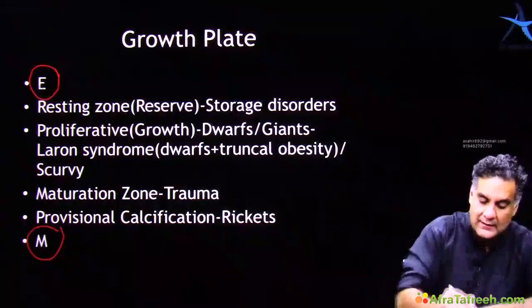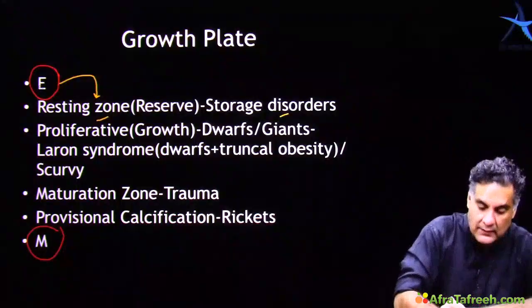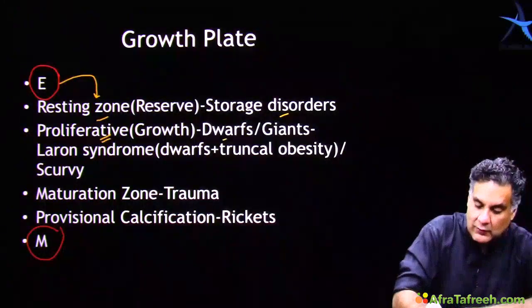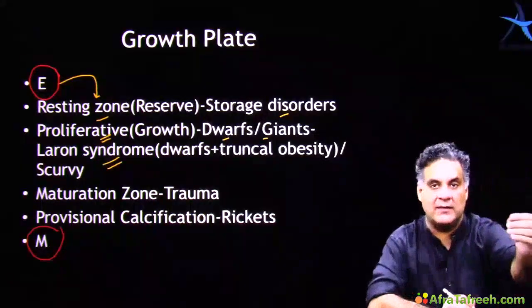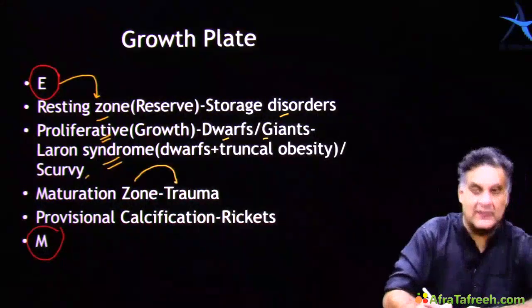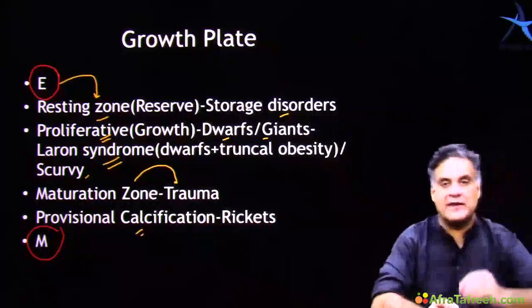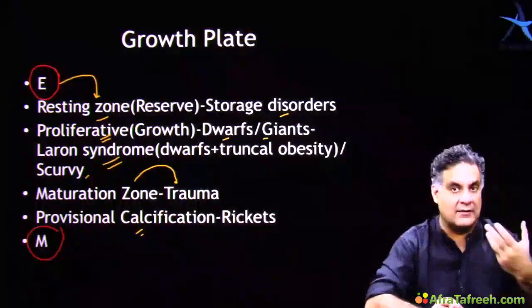And when I look at that, from the epiphyseal area, you start with the resting zone, the storage disorders, the proliferative zone affecting dwarfs and giants like Laron syndrome, which is growth hormone deficiency, which is very commonly asked in JIPMER, and scurvy. The maturation zone, which is affected in traumatic disorders, and the zone of calcification, which is just next to the metaphysis, affecting the mineralization disorders like rickets.